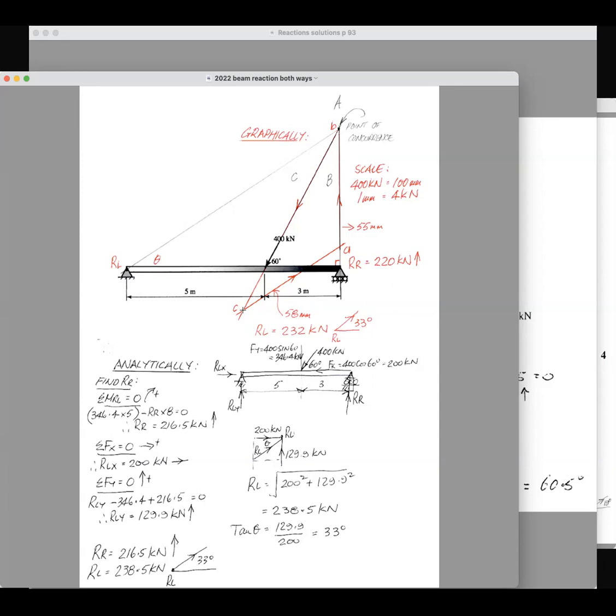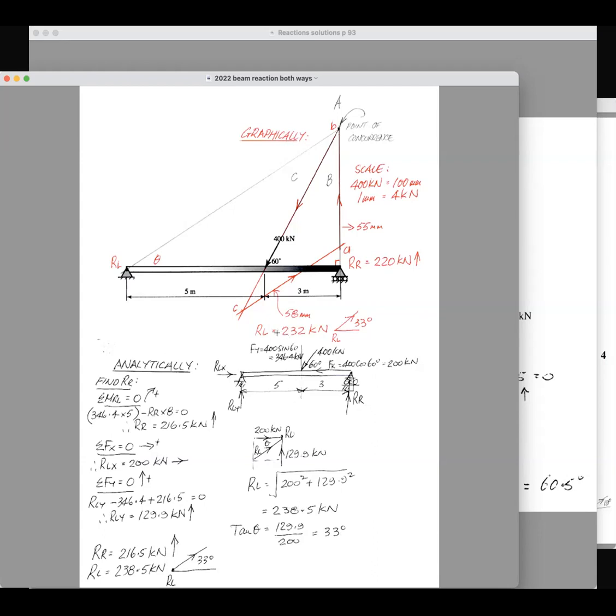Then you measure this distance from there to there, and that works out to be 58 millimeters. And then you multiply that by 4 up here, and that gives you 232 kilonewtons, which, as I said before, is pretty close to that.